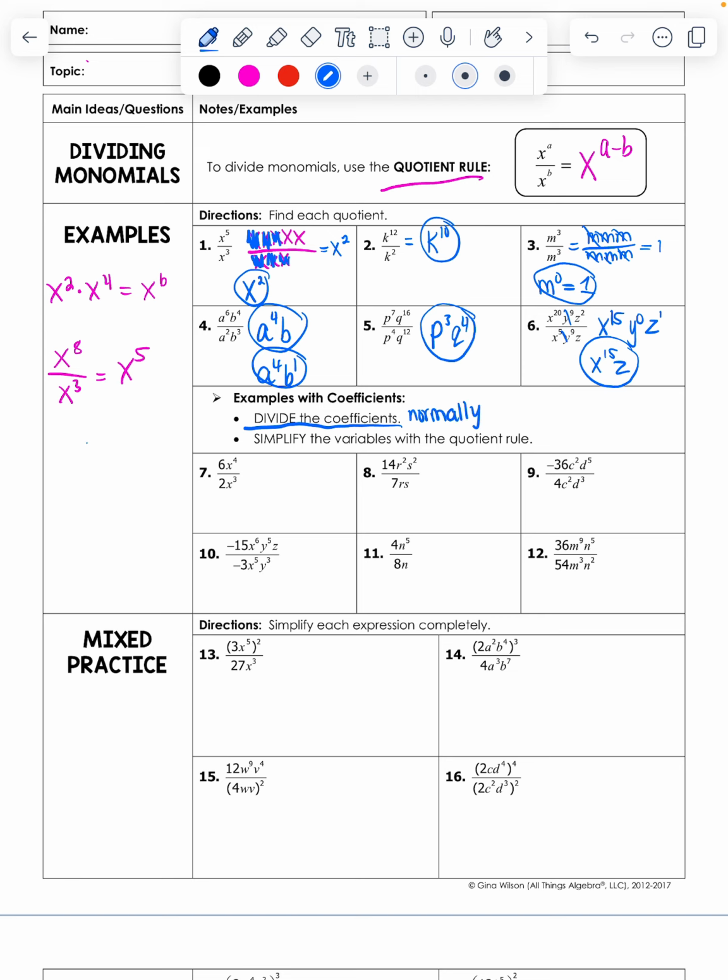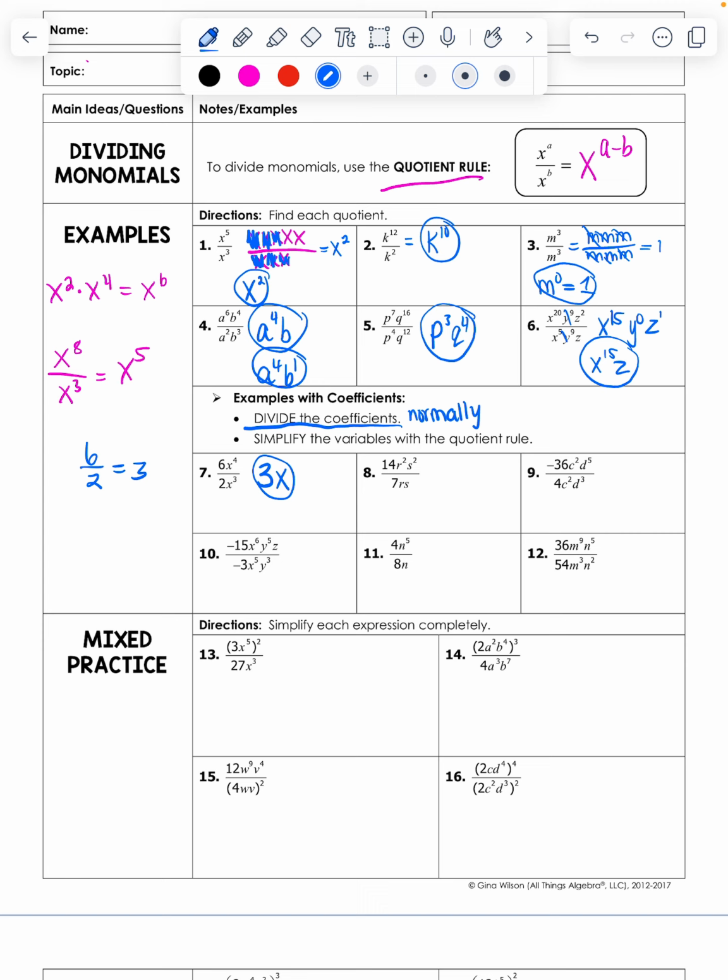If I gave you 6 divided by 2 like that, you would tell me the answer is 3. We still do that. So we cannot use the quotient rule for regular numbers. We just divide those normally and use the quotient rule for the variables. So 6 divided by 2 is 3, but x to the fourth divided by x to the third, that would be x to the first. So overall the answer would be 3x.